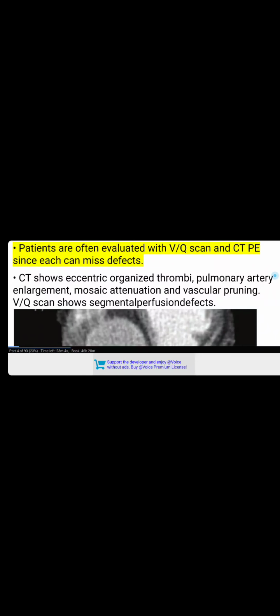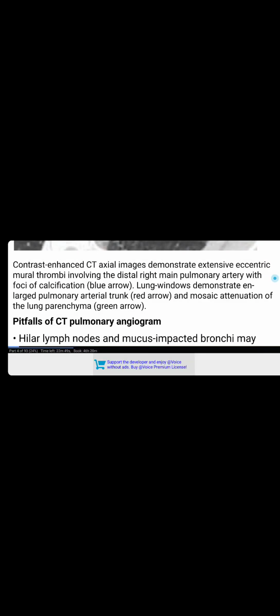Chronic thromboembolic pulmonary hypertension, CTEPH. CTEPH is the constellation of chronic PE and pulmonary HTN, subsequently discussed. Patients are often evaluated with VQ scan and CTPE since each can miss defects. CT shows eccentric organized thrombi, pulmonary artery enlargement, mosaic attenuation and vascular pruning. VQ scan shows segmental perfusion defects.